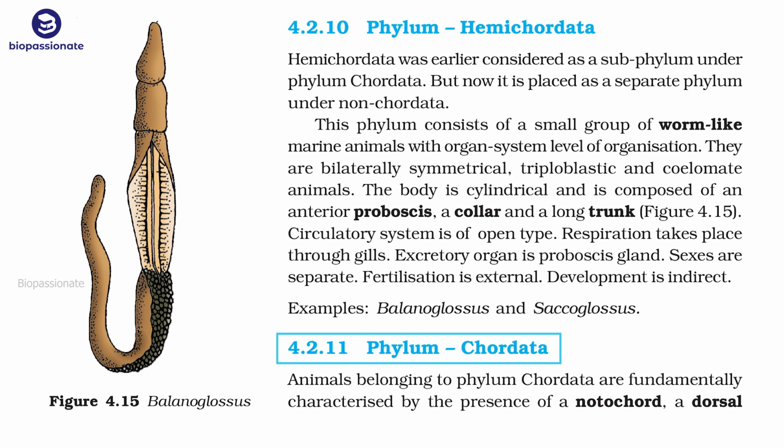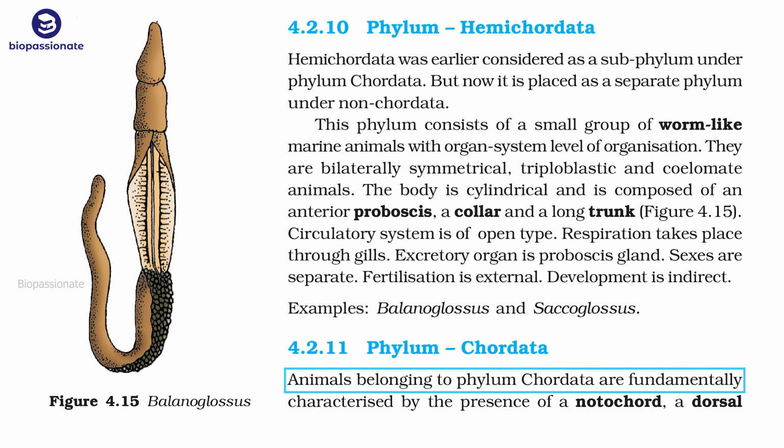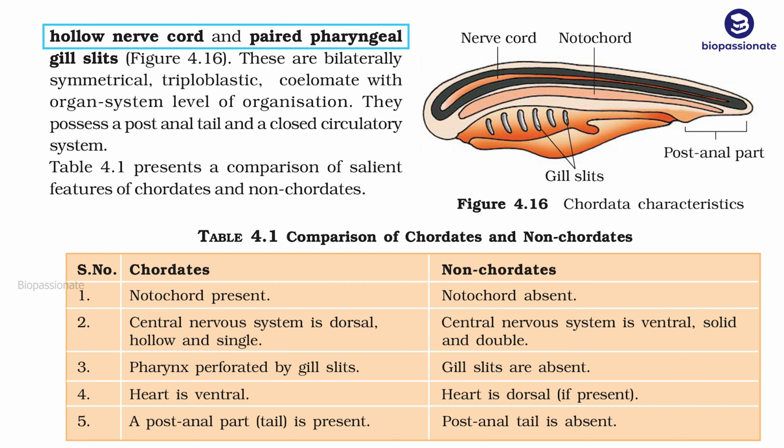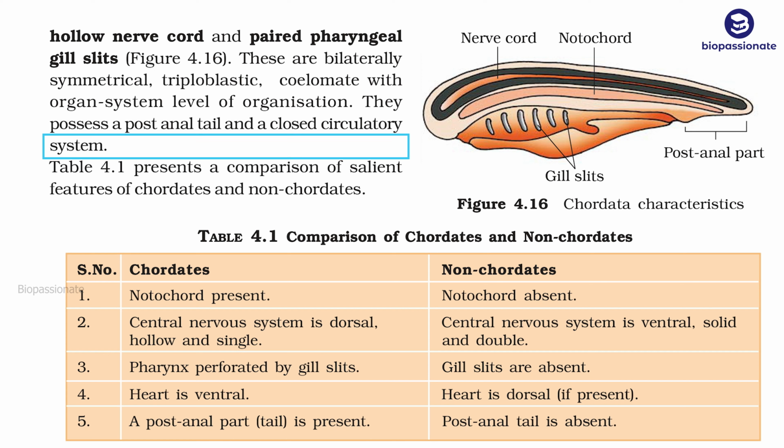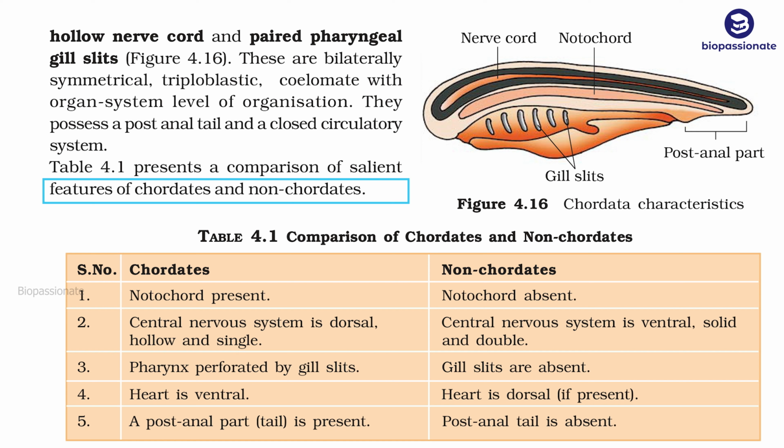4.2.11 Phylum Chordata. Animals belonging to Phylum Chordata are fundamentally characterized by the presence of a notochord, a dorsal hollow nerve cord, and paired pharyngeal gill slits, figure 4.16. These are bilaterally symmetrical, triploblastic, coelomate, with organ system level of organization. They possess a postanal tail and a closed circulatory system. Figure 4.16, Chordata characteristics. Table 4.1 presents a comparison of salient features of chordates and non-chordates.